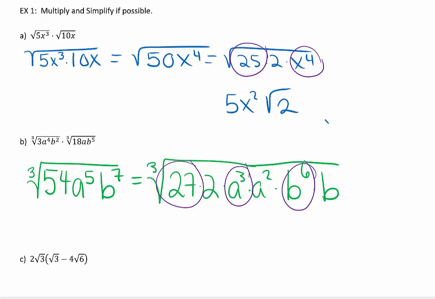I write a to the fifth as a to the third times a squared, and b to the seventh as b to the sixth times b. I take the cube root of my perfect cubes. I have a 3ab squared outside of the radical, and everything that I didn't circle stays inside the radical.